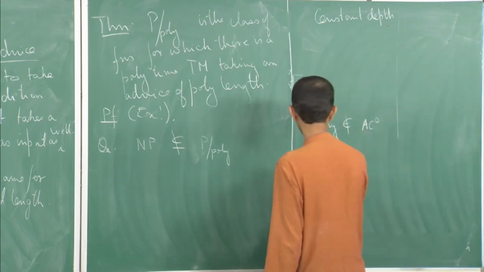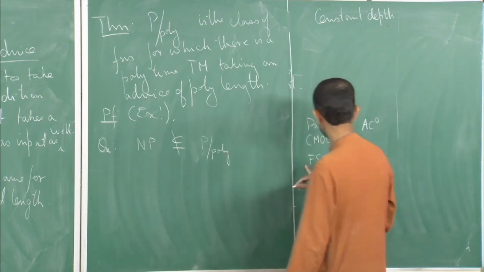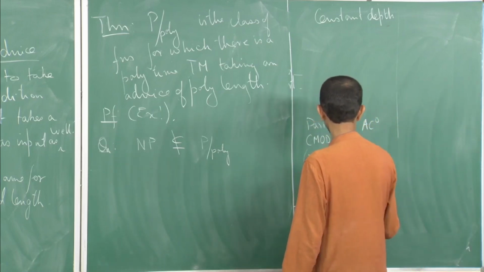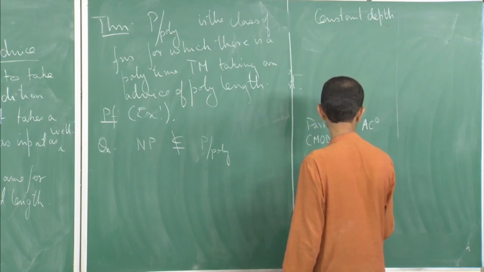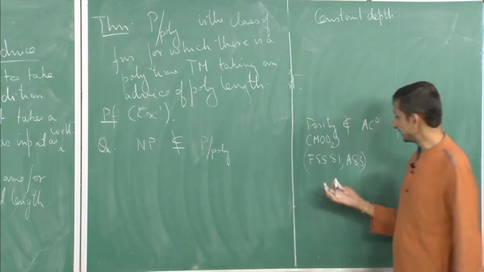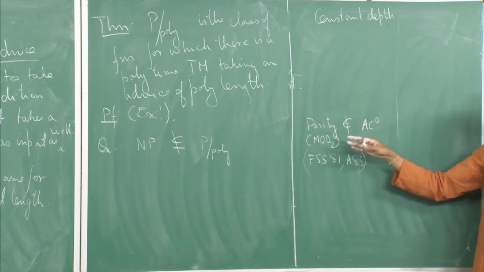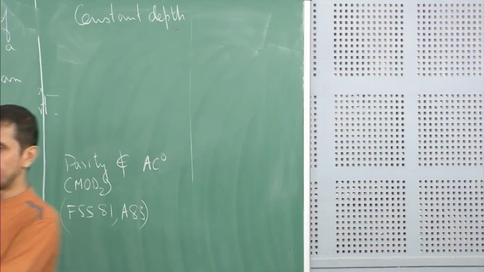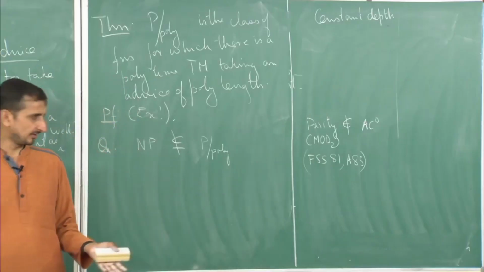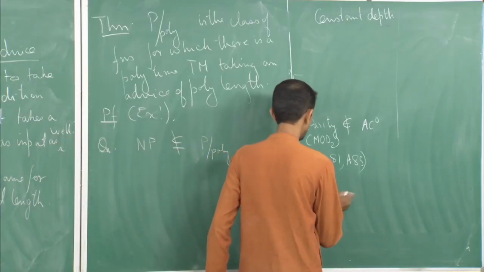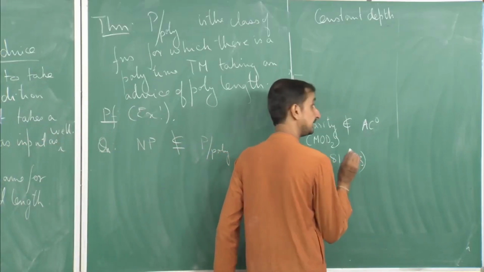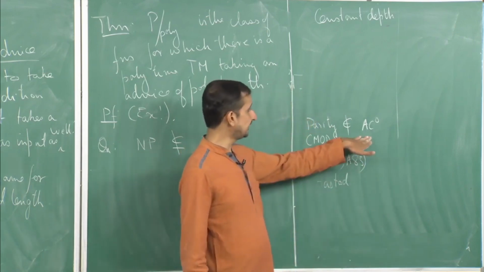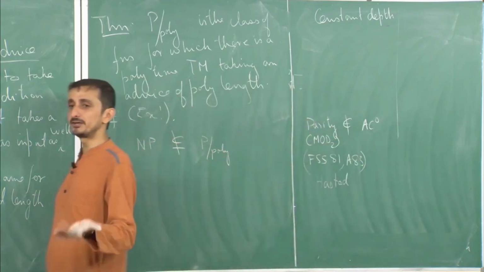This result was shown first by Furst, Saxe and Sipser in, I think, '81, then independently by Ajtai in '83. They showed that if I look at a constant depth circuit for parity, it would need super polynomial size. Then Hastad improved this, I think in '84 or '85, I do not remember, and showed that it will require not only super polynomial size but exponential size.